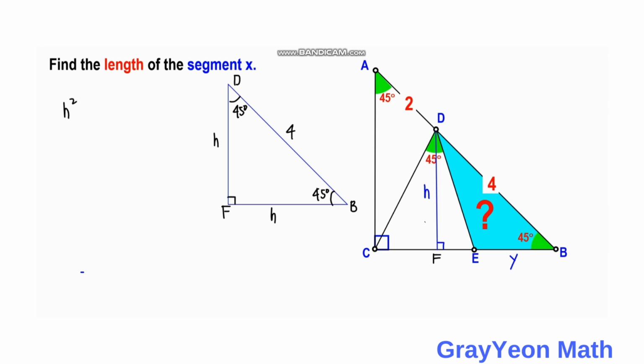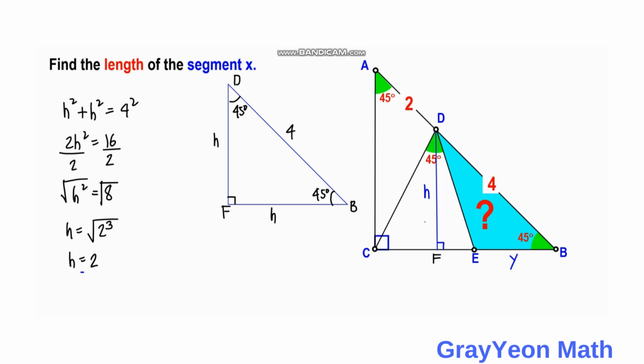H squared plus H squared is equal to 4 squared, or 2H squared is equal to 16. Divide both sides by 2, so you have H squared is equal to 8. If we take the square root of both sides, H is equal to the square root of 8, which is 2 cubed under the root. Taking the perfect square outside, we have H is equal to 2 square root of 2 units.